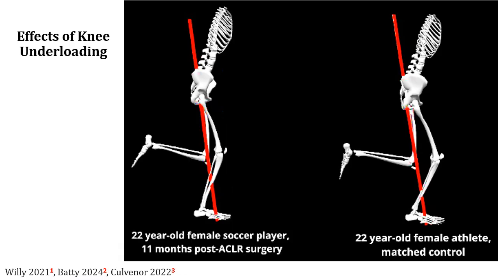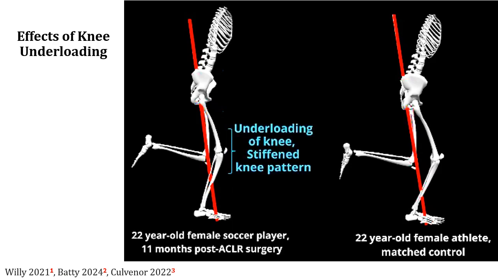So I'm going to use this as an exemplar to demonstrate that individuals post ACLR, and we're going to use the ACL reconstruction patient as an exemplar for those individuals that also have other knee-related conditions and pain because they demonstrate comparable deviations with their running. And in this case, individuals post ACLR underload their knee, and we see this with the stiffened gait as we saw in the previous video.